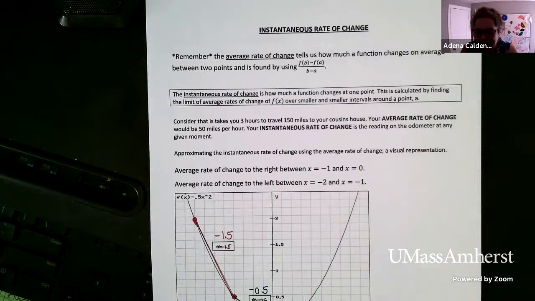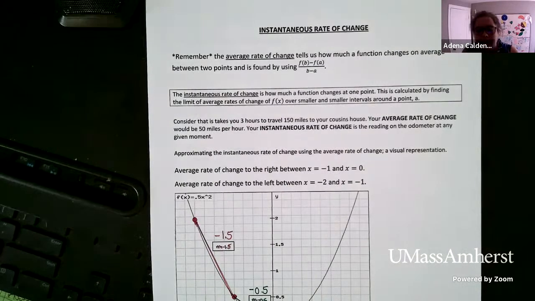Your instantaneous rate of change, however, is the rate of change you are going at any moment in time. So if you look down and your speedometer says 25 miles per hour, that is your instantaneous rate of change. That is your rate of change at that moment, right? And we know that the speedometer will go up and down. So whatever it says in that moment is your instantaneous rate of change, how much you're changing in that moment, okay?